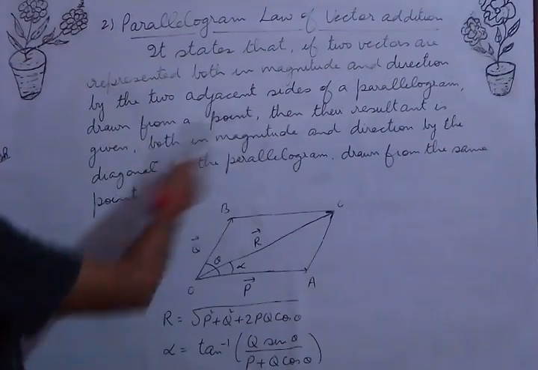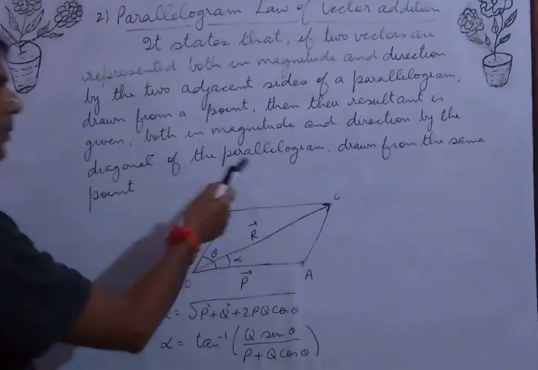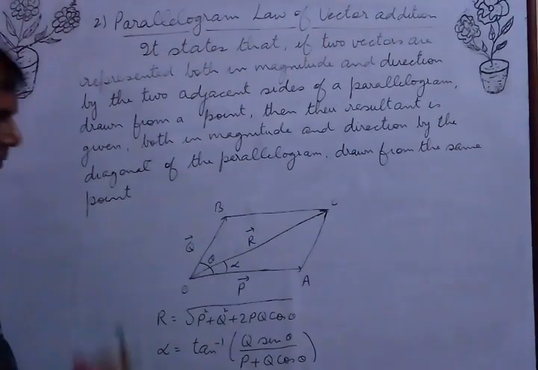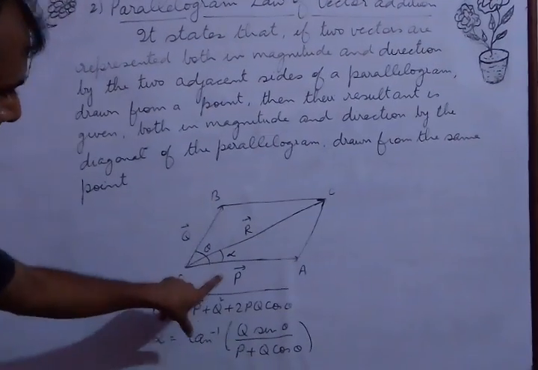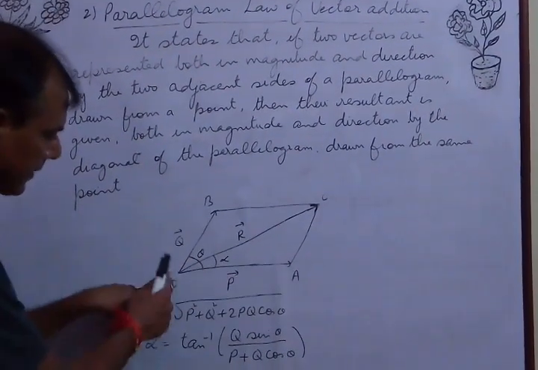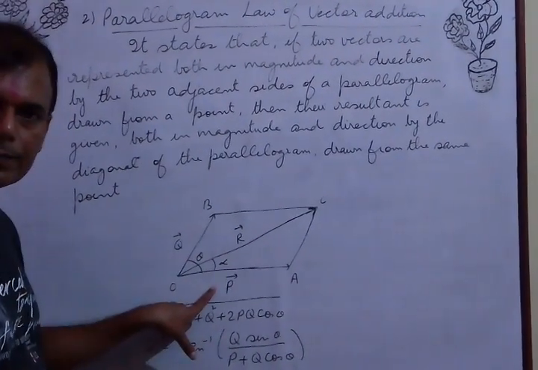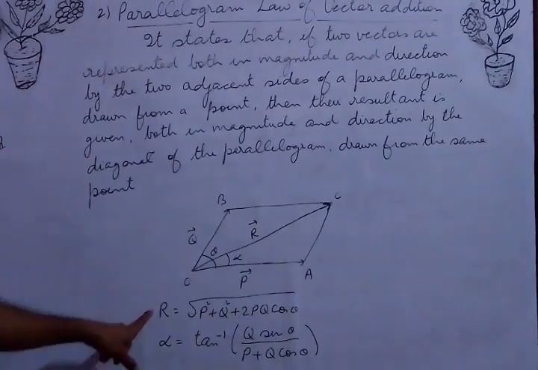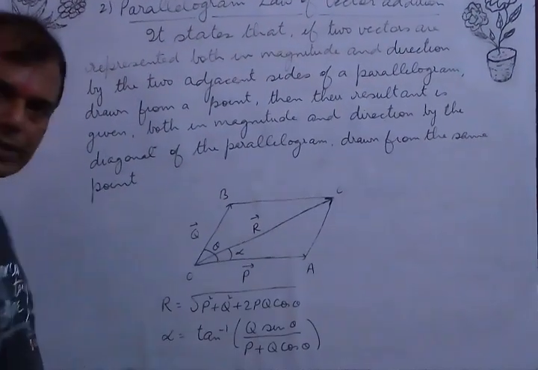Then the resultant is given both in magnitude and direction by the diagonal of the parallelogram drawn from the same point. Now, as you know, a parallelogram has two diagonals. So the resultant of vector P and vector Q is given by that diagonal which is drawn from the same point. That means this diagonal OC represents the resultant of P and Q. The formula remains the same: resultant R is equal to the square root of P square plus Q square plus 2PQ cos theta.